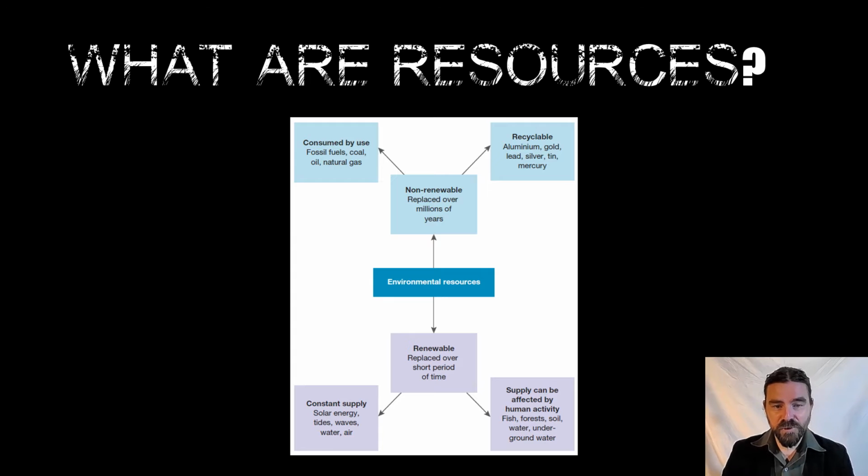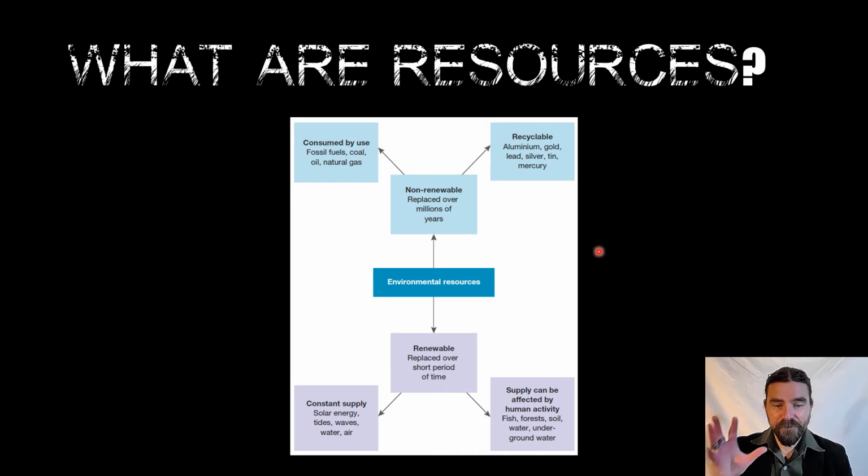Okay, I just want you to copy this diagram down. You don't need to write the examples if you don't want, but you do need to write the main headings and that bit there in total and that bit there in total. For here, you can just write constant supply, and supply can be affected by human activity if you like, because you're going to do a little activity where you classify that stuff yourself anyway.